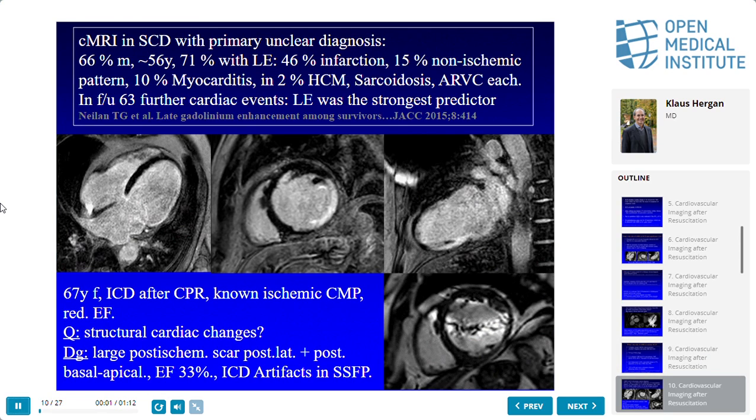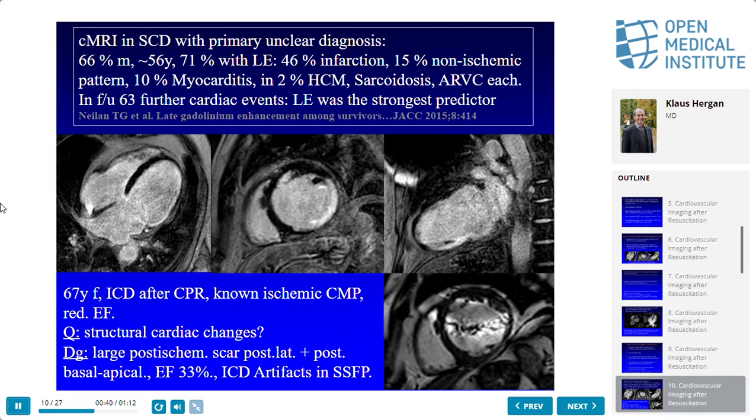In this study from Nilan, they examined sudden cardiac death patients with MRI with unclear diagnosis, and it's almost the same. But we have found that in 71% they had late enhancement, and it was caused by infarction, non-ischemic pattern, myocarditis, or hypertrophic cardiomyopathy, sarcoidosis, and ARVC, that means arrhythmogenic right ventricular cardiomyopathy. This is a disease which is located usually in the right ventricle or outflow tract, and this can cause sudden cardiac death.